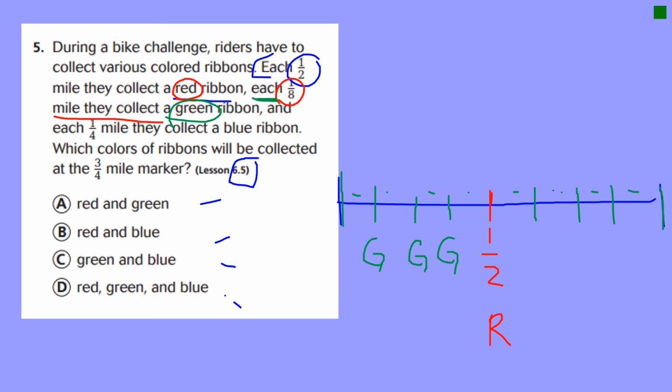Does this count as one of the 1/8 jumps? It sure does. Green, green, green, green. Oh, they probably get a red there too at the end, right? That's another half a mile.